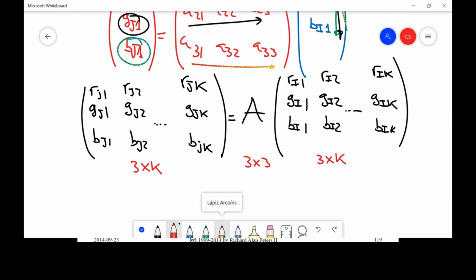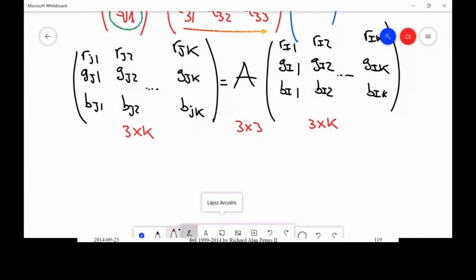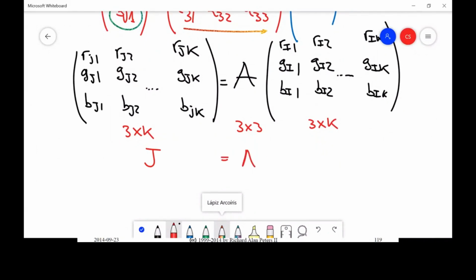And I can, in general, rewrite this equation system as matrix J is equal to A I. Okay, good. So how can I solve for A? If I have 3 pairings, A is uniquely defined, so I can find the A that exactly brings these colors into these colors. But if I give you more constraints, you cannot find it.